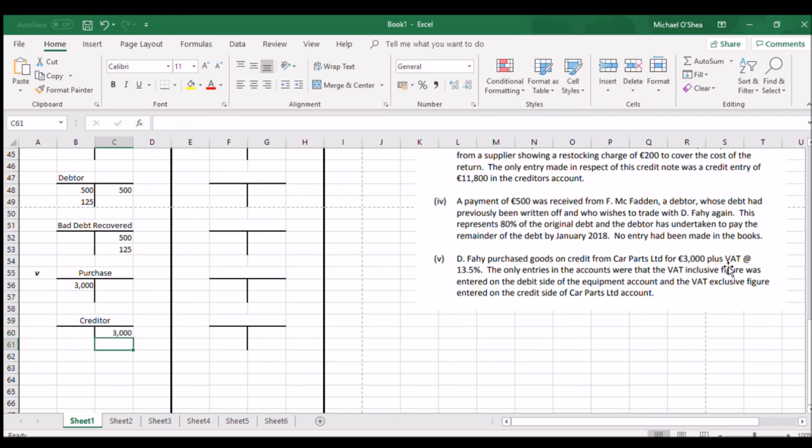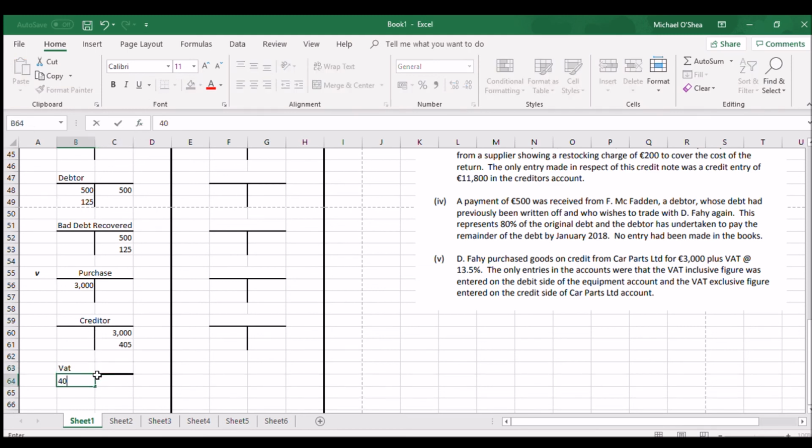But I also owe the creditor the VAT amount. They're going to charge me that as well. 13.5% of 3,000 is 405. So I'm going to credit 405 as well. They owe me that. And I'm also going to show a VAT figure down here. So the VAT figure is going to go on the debit side as I paid it. Paid it off to the creditor here. So technically this is a form of an asset. It's money you paid off to the government and you have to pay in the future. So that's why it's on the debit side.